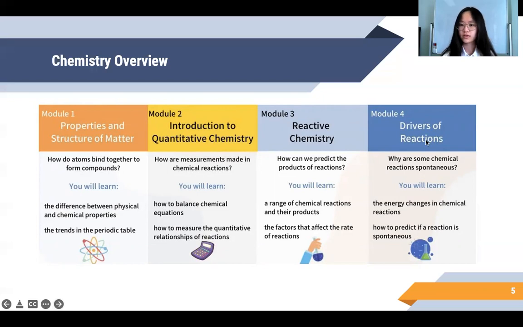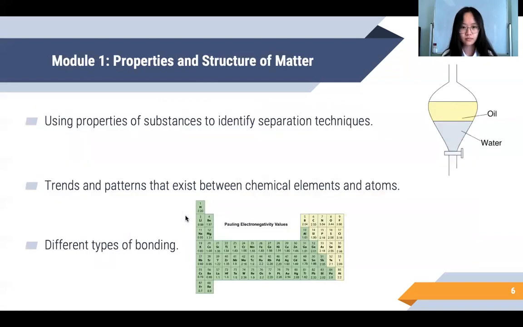Module 4, Drivers of Reactions. So why are some chemical reactions spontaneous? Spontaneous means that they occur automatically without a lot of prompt. This is an overview, but we'll be going through each module in detail through the next couple of slides.